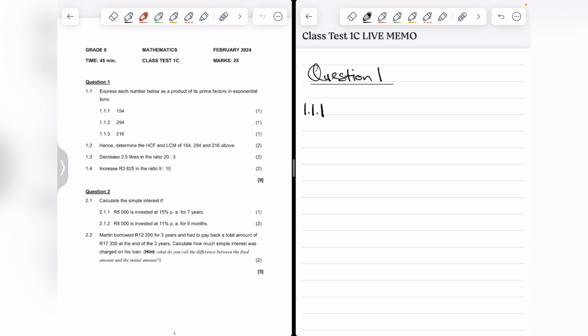Question 1.1 reads: express each number below as a product of its prime factors in exponential form. In the previous live memo for class test 1B, we discussed that statement and what it means.